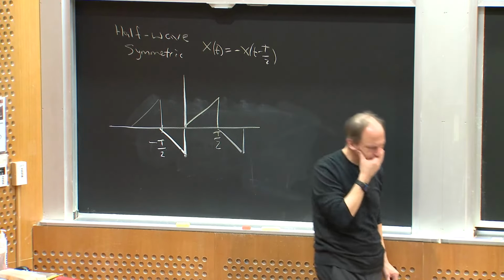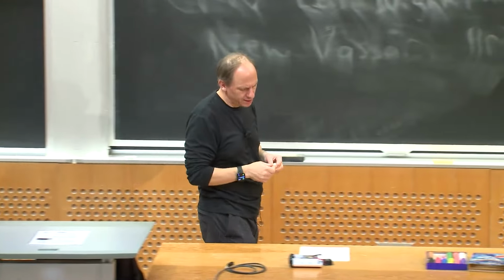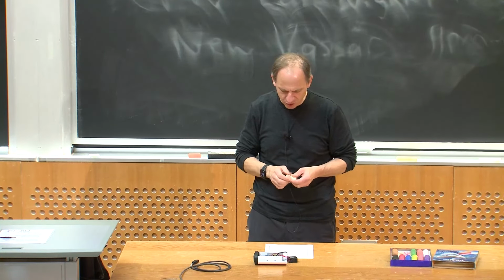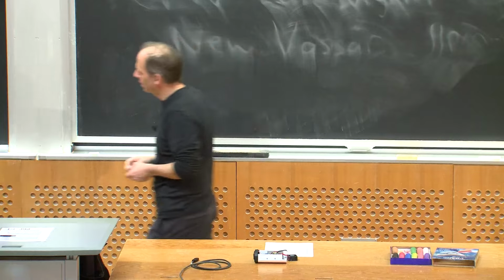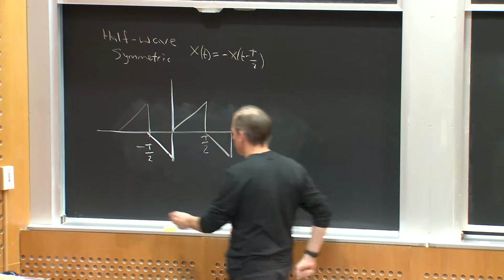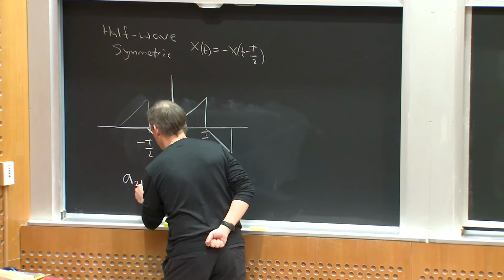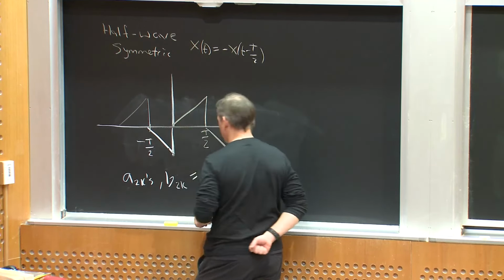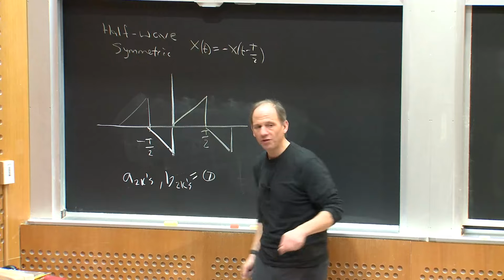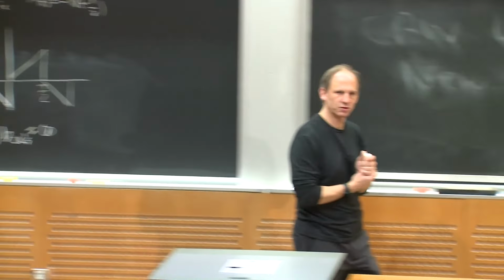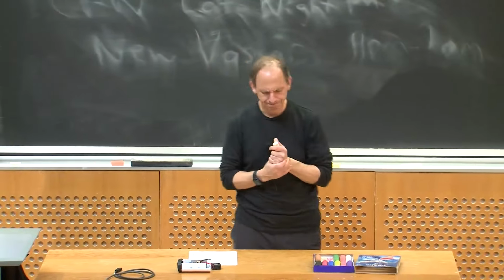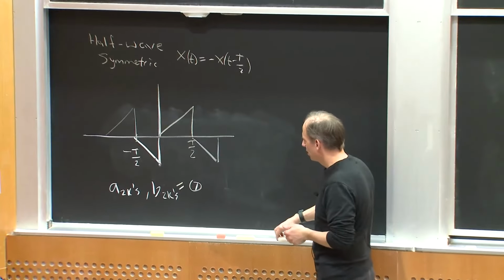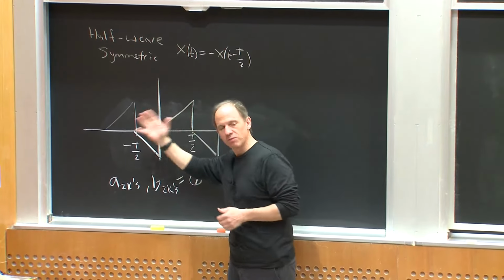Okay? Well, why might I be interested in half-wave symmetry? Well, that's because all of the a sub 2k's and b sub 2k's are equal to 0. Okay, all the even harmonic terms are equal to 0. Okay? Why would that be the case?